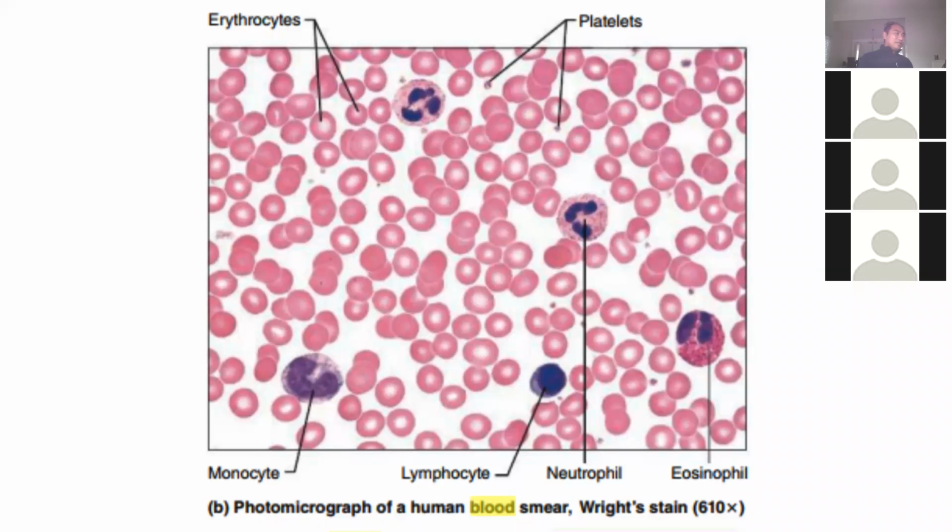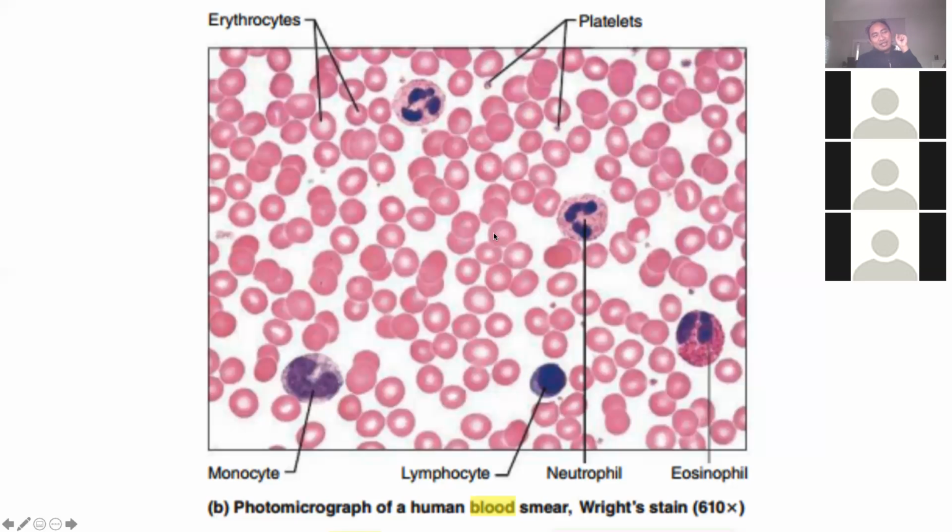So neutrophil, lymphocyte is only one, a very big nucleus filling the whole cell. And monocyte is like a kidney bean, and ET for eosinophil, and neutrophil is trilobe, usually about 3 lobes, sometimes 4, sometimes they can go up to 5.